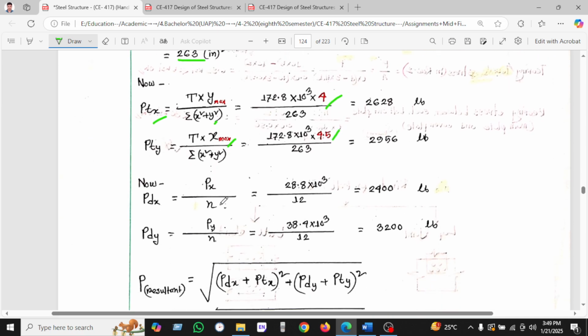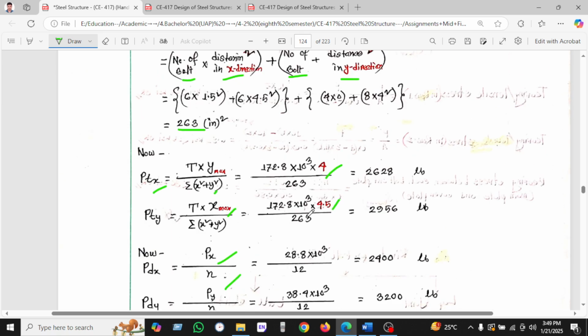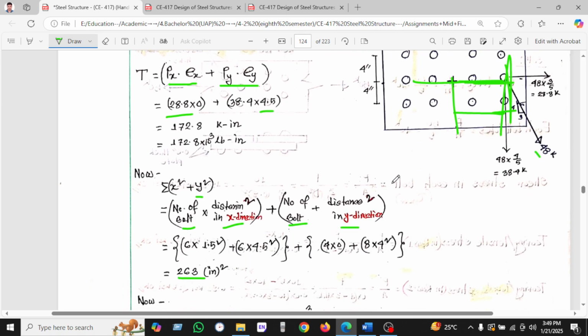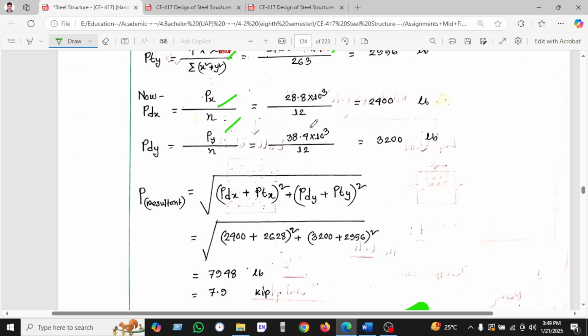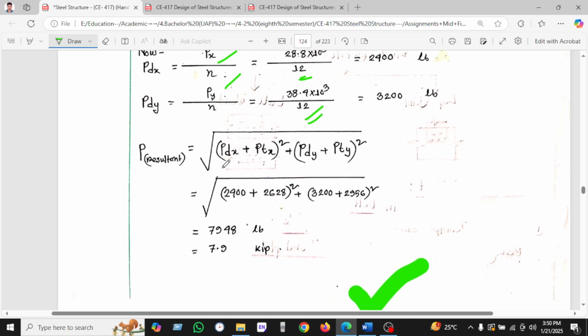Now Pdx equals Px divided by N, the number of bolts. How many bolts have we used here? 12 bolts, that's why we divide by 12. And Pdy, in the same way, is divided by 12, as the total number of bolts is 12. And the resultant, in the same way, is P equals root over (Pdx plus Ptx) squared plus (Pdy plus Pty) squared, and we found 7948 pounds or 7.9 kips.